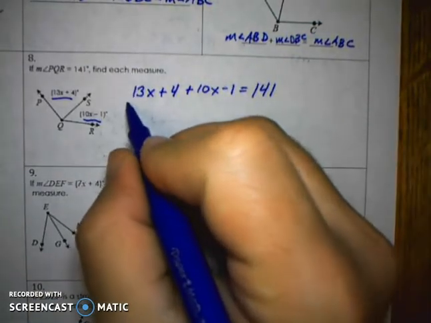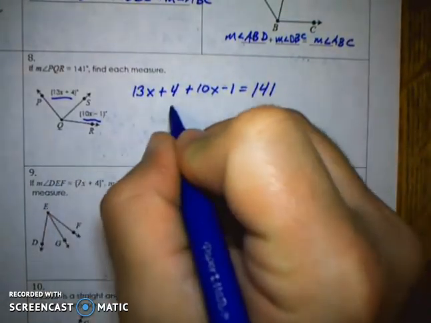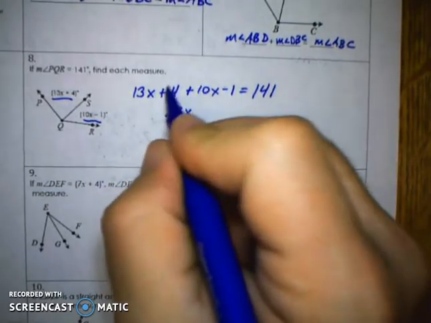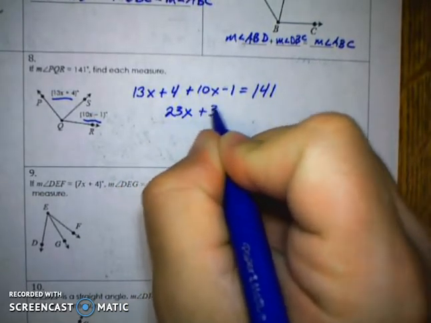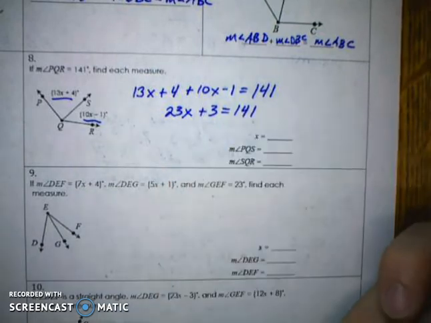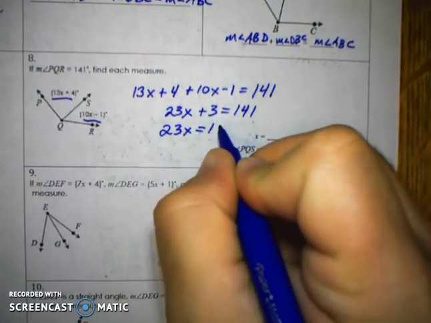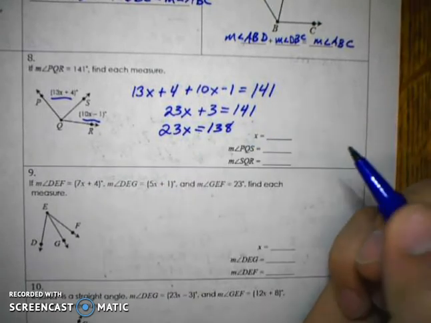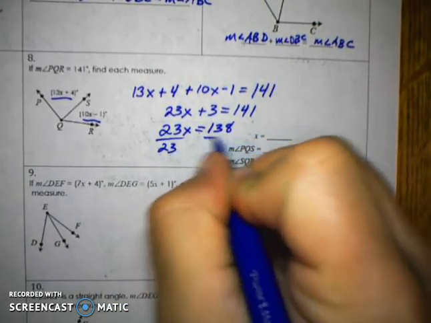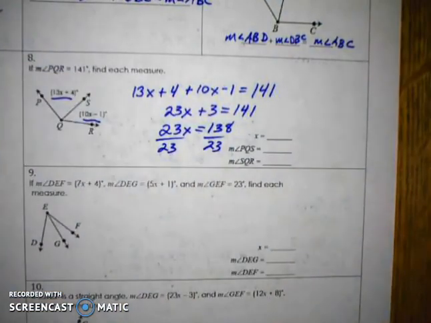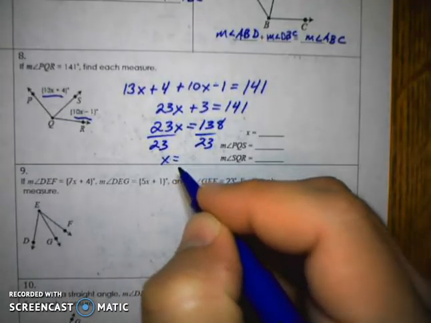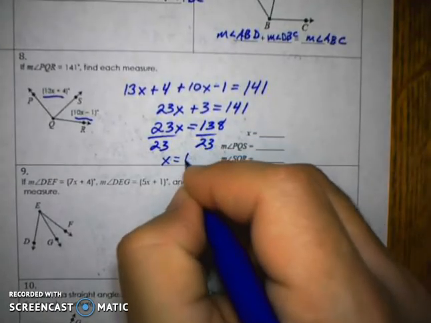And so once again, we combine like terms. 13x plus 10x is 23x. 4 minus 1 is plus 3. Subtract 3 from both sides, and we get 23x equals 138. Divide by 23 on both sides. And we get that x equals 6.